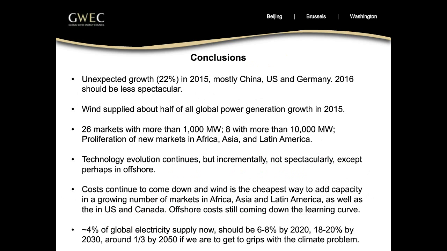So I will just sum up there. And basically this is what I said. The other statistic that emerged actually from the IEA's analysis of the global electricity markets when looking at emissions was the fact that of all new power generation, in other words, net new generation by technology in 2015, about half of it was from wind, so more than any other single technology, which is the first time that that's ever happened. We have 26 markets with more than a gigawatt, 8 with more than 10, a proliferation of new markets around the world. And yeah, about 4% of global electricity supply, should be 6 to 8% or maybe a little bit more by 2020, and a lot more than that down the road if we're going to get to grips with the climate problem. But that's a conversation for another day.